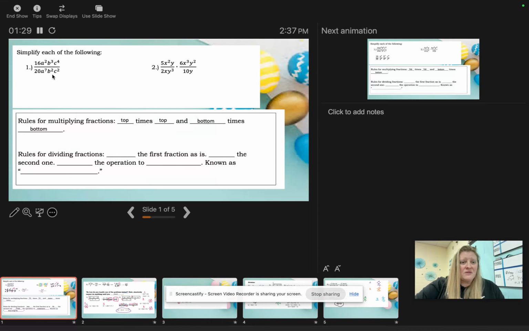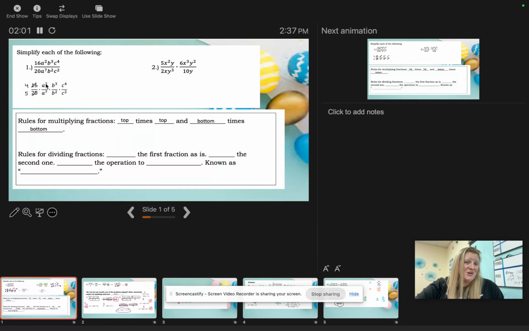So over here we have ourselves a multiplication and division problem. Those are the only operations in the picture. So when you see a problem like this, you want to, in your head, separate them. So the 16 and the 20 are their own fraction, the A's make their own fraction, and the B's and the C's and so on. All right, so we're going to go ahead and reduce 16 over 20 like we normally would. That is just 4/5. However, when it comes to the A's, we have to use our exponent rules.